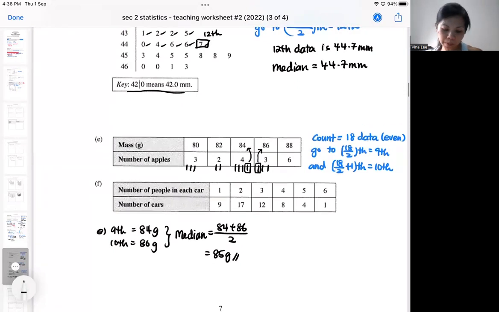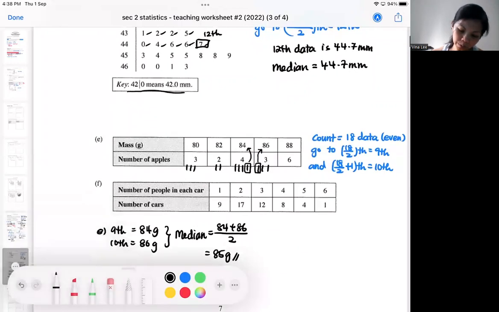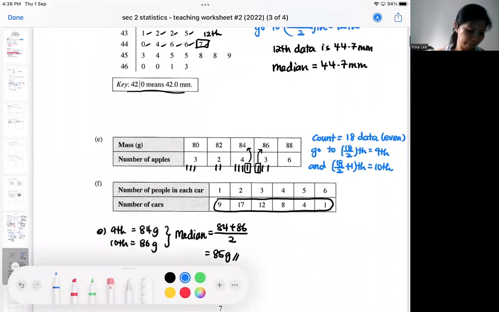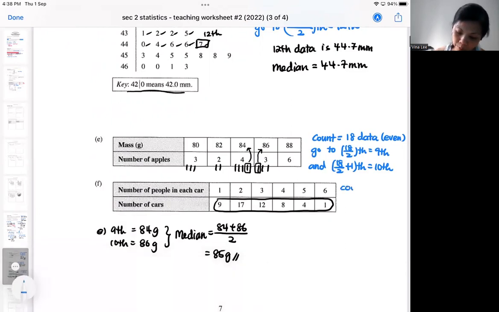Okay, so the same goes for part F. You're going to count the data by adding up first. So I'm going to add them up: 9 plus 17 plus 12 plus 8 plus 4 plus 1. So if you count and you add, there are 51 data. So that's an odd data. So odd data, you will go to 51 plus 1 divided by 2. So you will go to the 26th data.